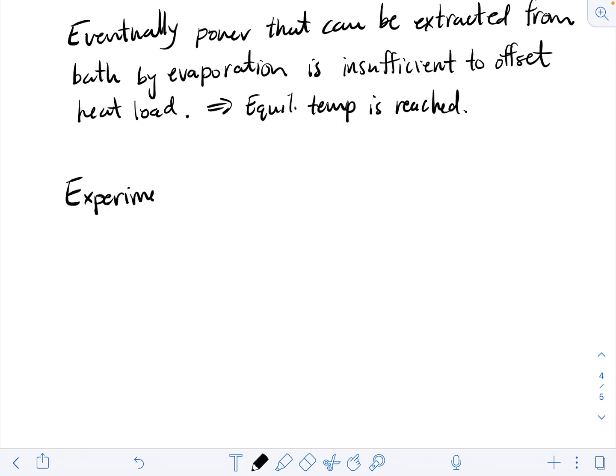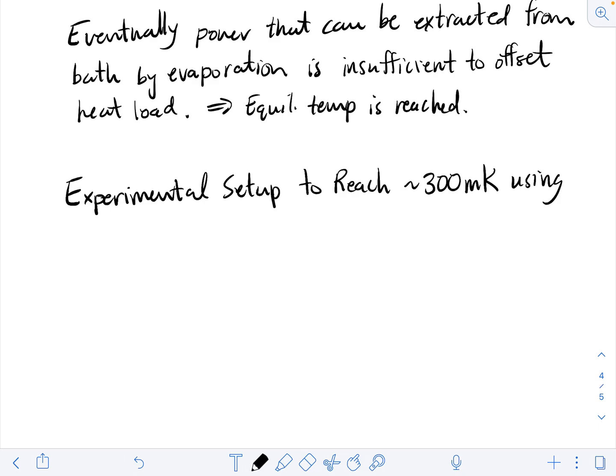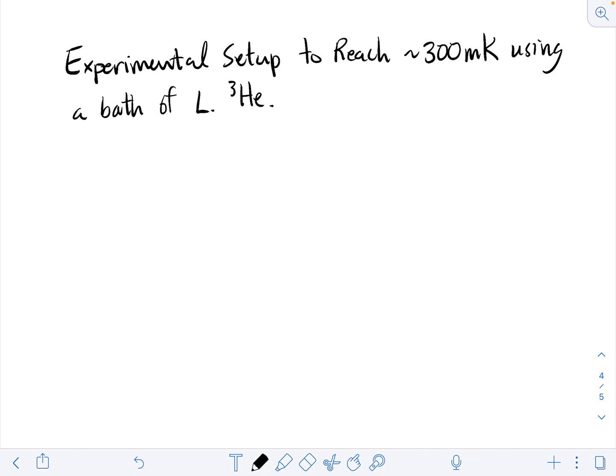But so the next topic is going to be experimental setup to reach, in this case, maybe 300 millikelvin. So this is our first sub-Kelvin system. And the concept is the same. We're going to have a bath of liquid helium. This time it's the liquid helium-3, and we're going to use evaporative cooling. It's just that the helium-3 has a lower boiling temperature, and so we get to a lower final base temperature.